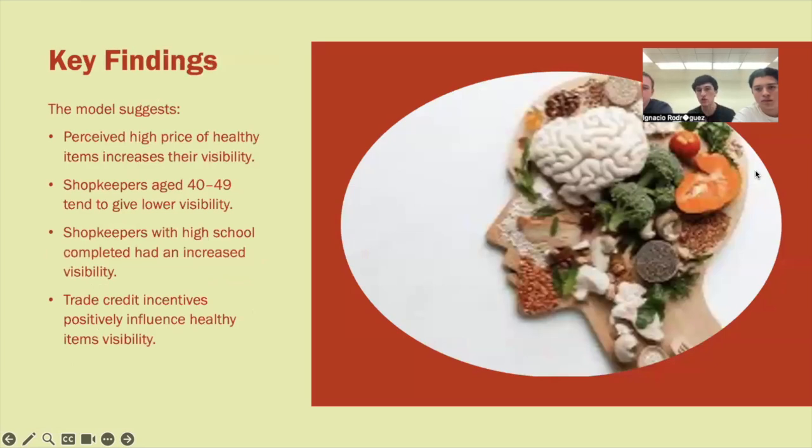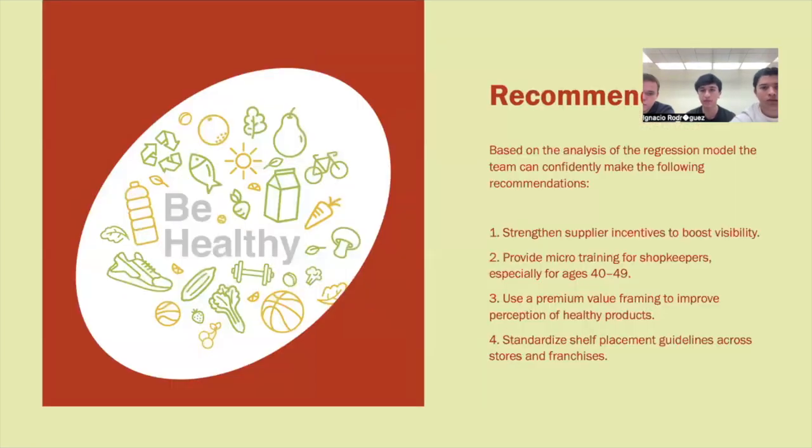So, what were our key findings? The model suggests that perceived high-price healthy items increases their visibility. Shopkeepers aged 40 to 49 tend to give lower visibility. Shopkeepers with high school completed had increased visibility, and trade credit incentives positively influence healthy items visibility.